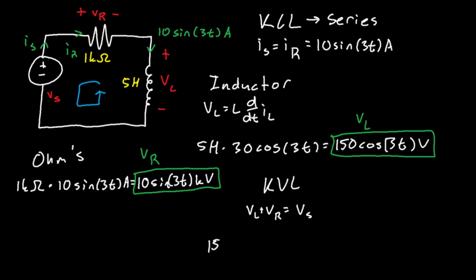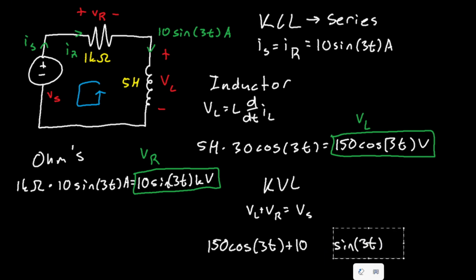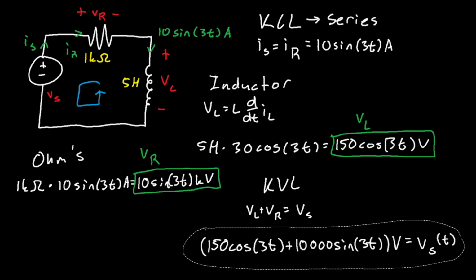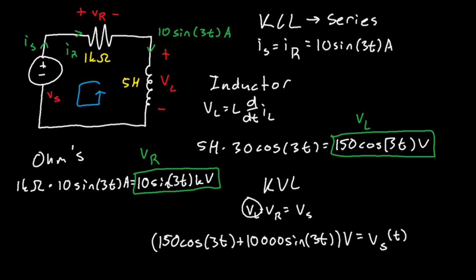source. So 150 cosine of 3t plus 10 sine of 3t kilovolts technically. This would be 10,000 then. Okay, let's put 10,000 here to turn this into volts. 10,000 sine of 3t volts is equal to the voltage of your voltage source. So this right here is the function that represents the voltage of your voltage source by simply adding the two functions of your voltages at your inductor and at your resistor.